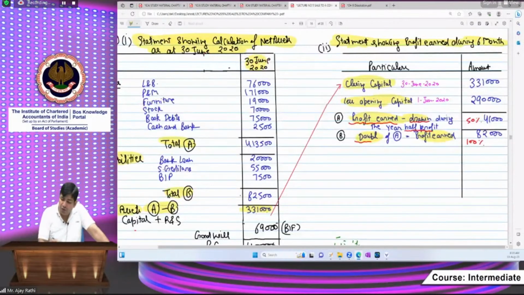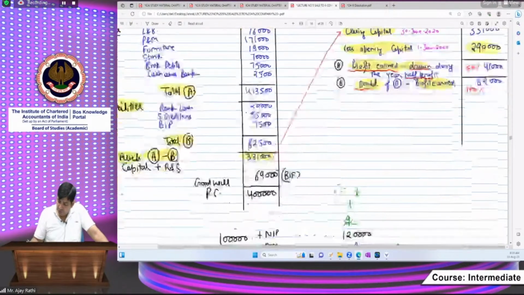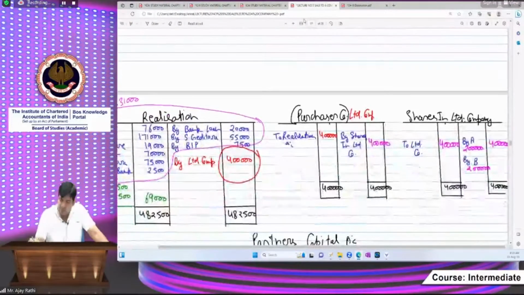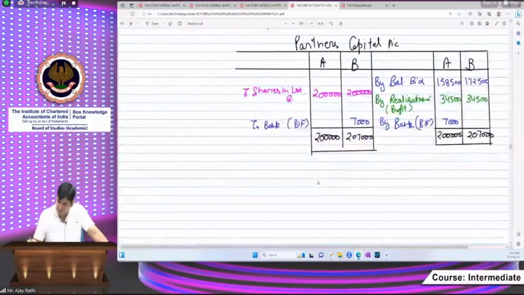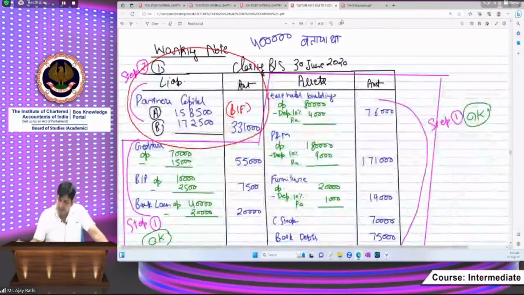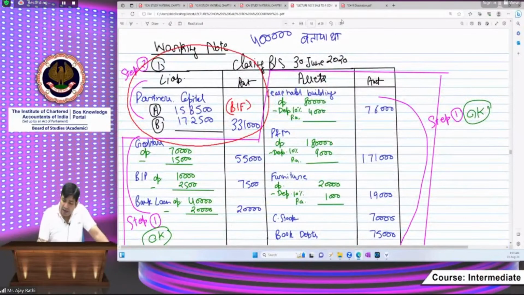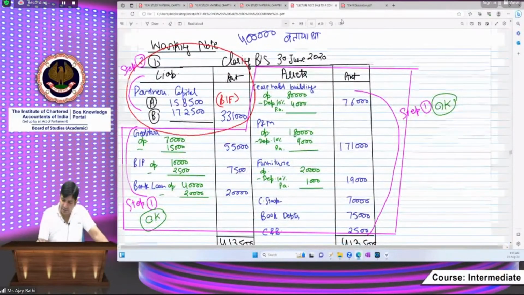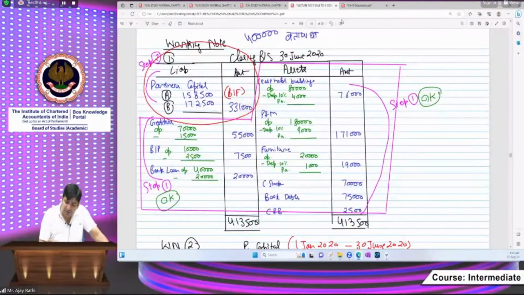2,90,000. So we know this 2,90,000. Only one thing is there, that we have to calculate the closing capital. Very easy. So now we are moving to the working note, and we have to prepare the balance sheet as at 30th June. And the question is giving us the data.